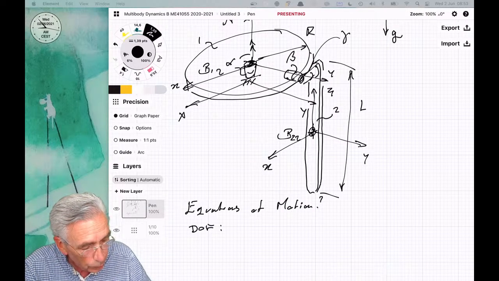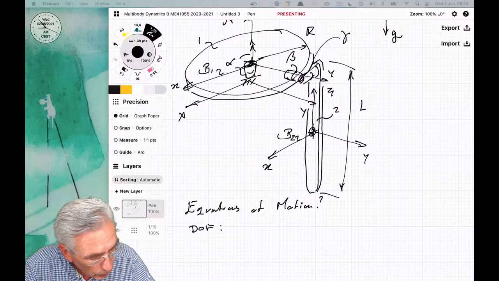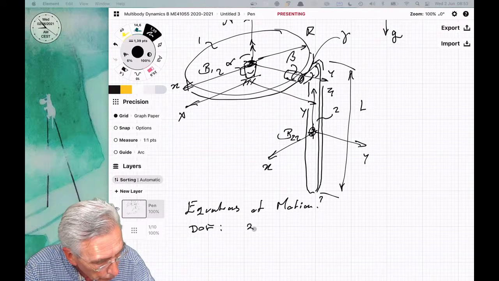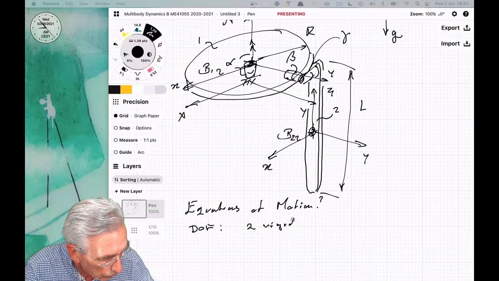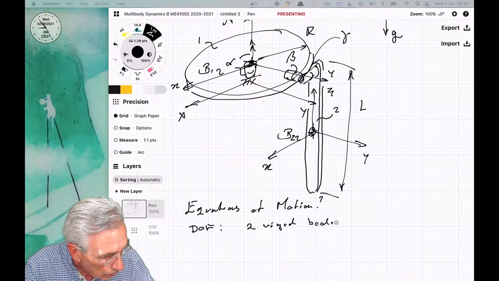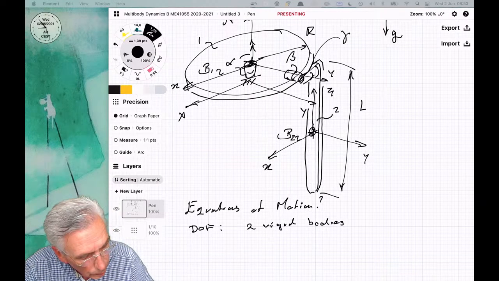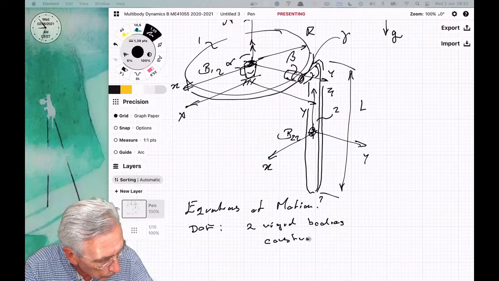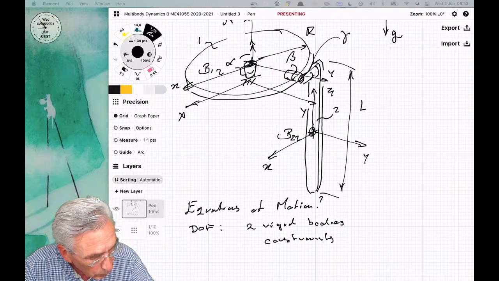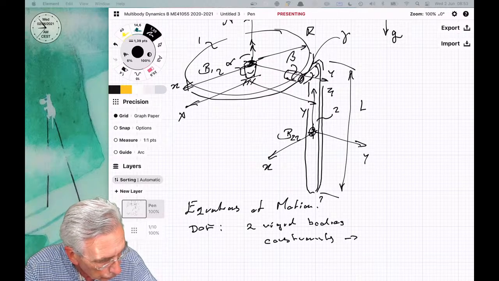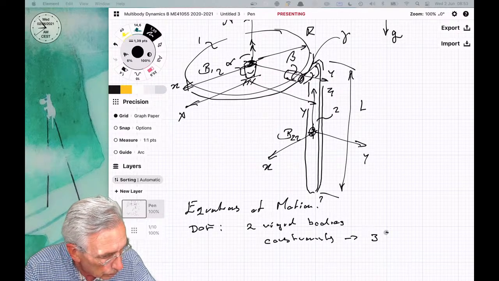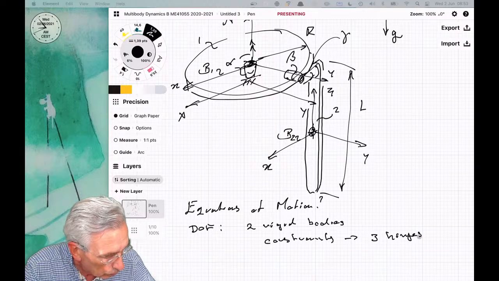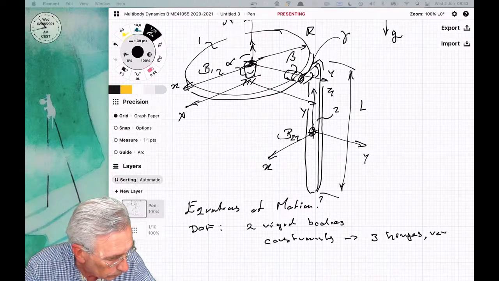Well, first of all, let's do some counting. We have 2 rigid bodies, that's the disc and this pendulum. And then how many constraints do we have? Well, we have 3 hinges, or revolute joints.